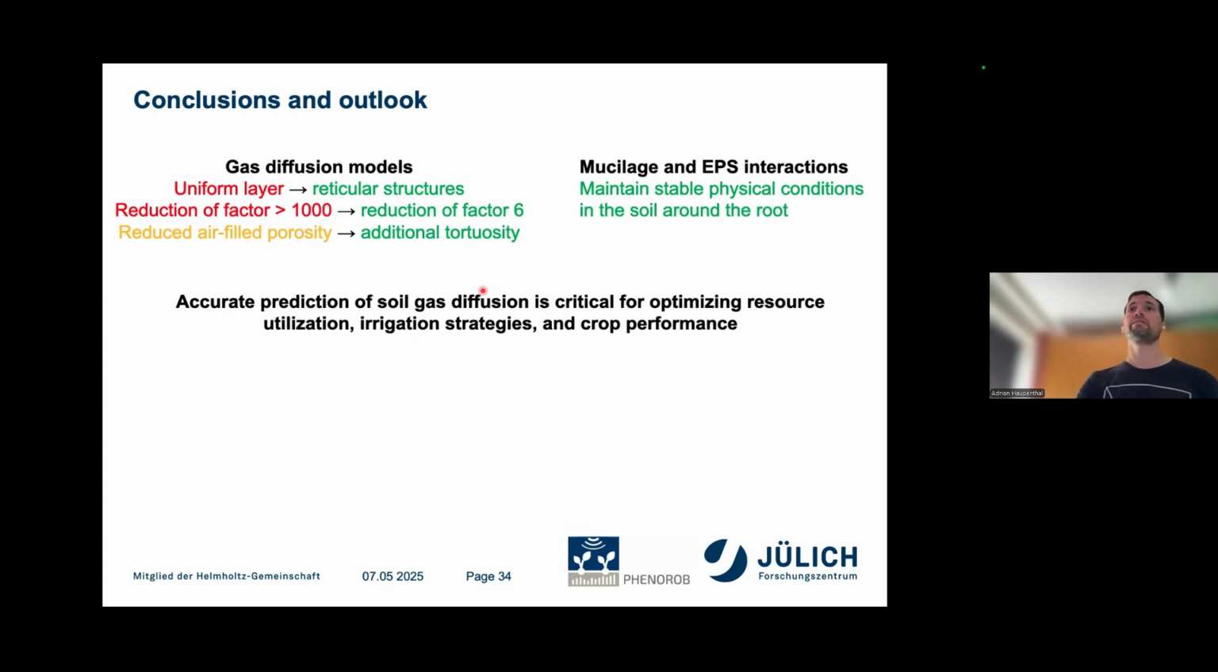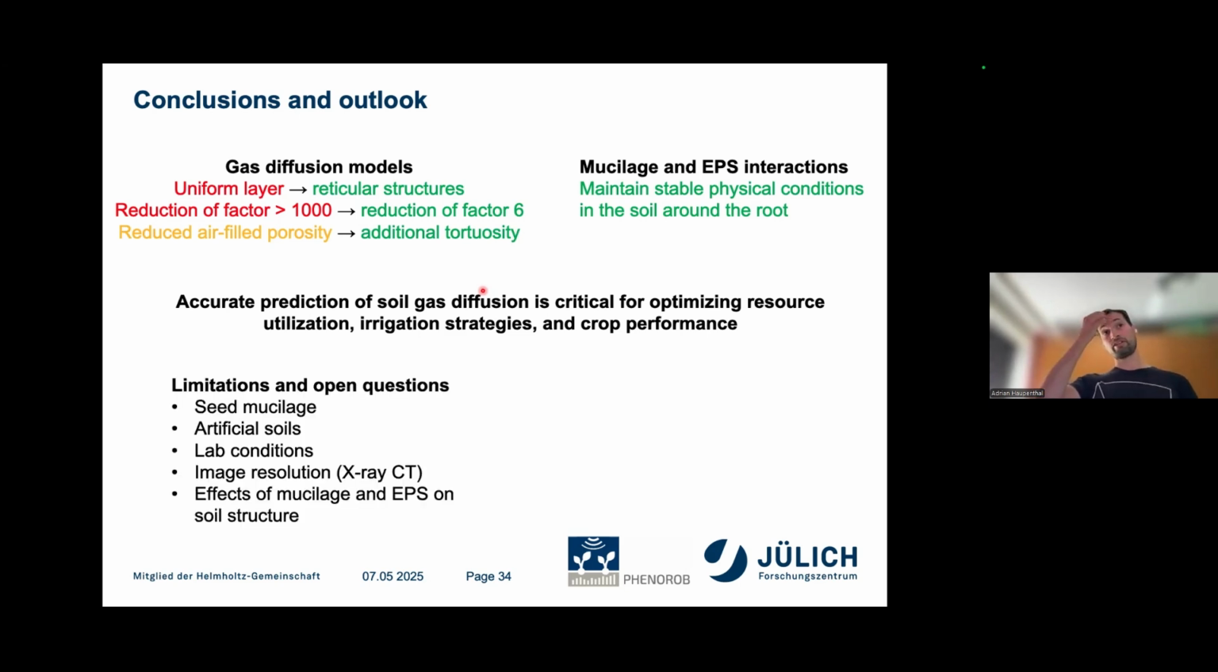As for the mucilage and EPS interactions, you have seen that mucilage and EPS maintain stable conditions regarding soil moisture fluctuations. We have seen diminishing hysteresis in the gas diffusion with the addition of mucilage and EPS. We can also think of stable conditions if the bacteria in soil degrade the mucilage but also produce EPS. It compensates the degradation of mucilage by the production of EPS, and so we also have stable conditions over a longer time.